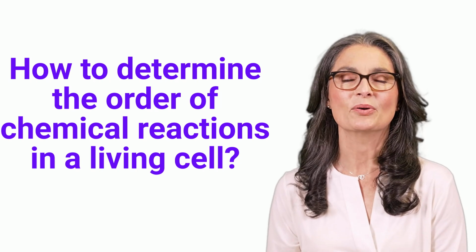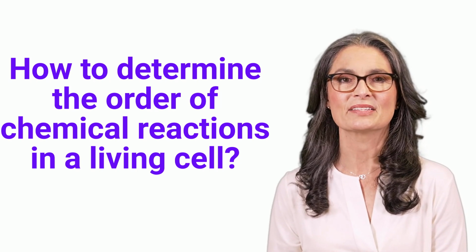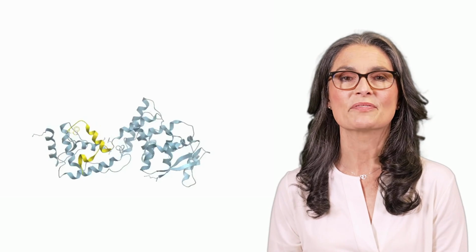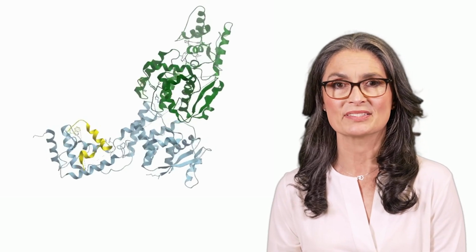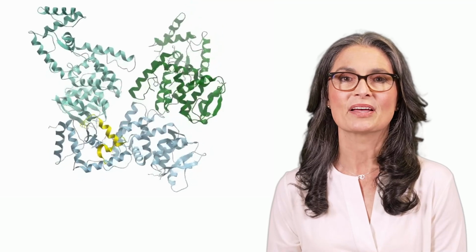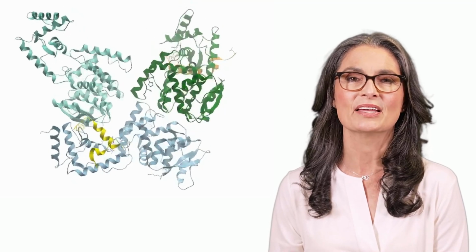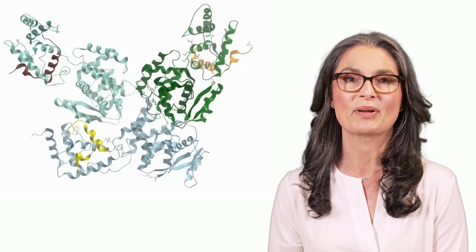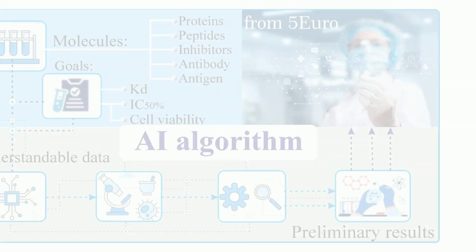How to determine the order of chemical reactions in a living cell? In what order does the formation of complexes occur? We use classical thermodynamic theory to determine the order of formation of a hexameric complex.